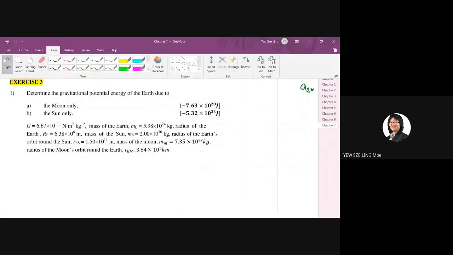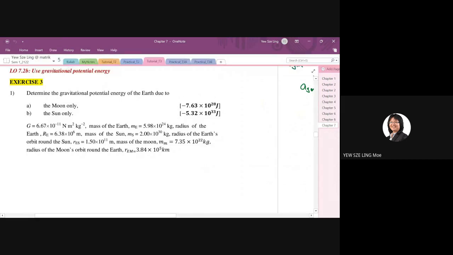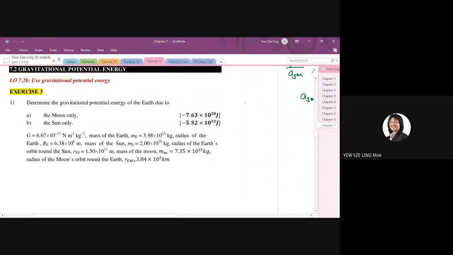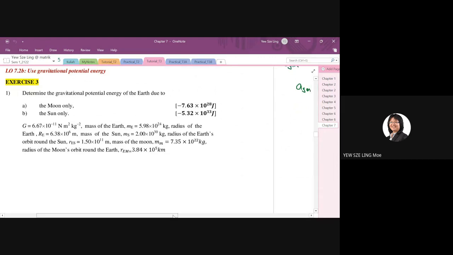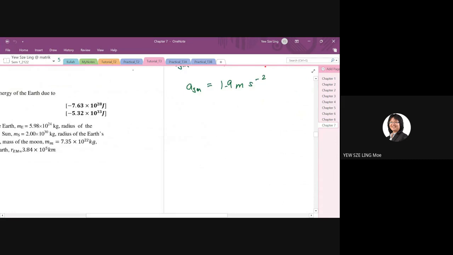Okay, let's see. What are we going to do in this subtopic? Now you have gravitational potential energy. In previous lessons, we have discussed this topic a little bit, so today I'm going to discuss a bit more with you. Okay, just a quick revision.